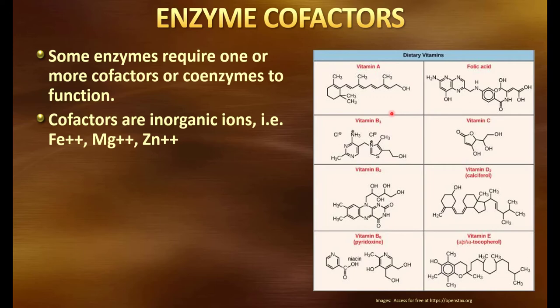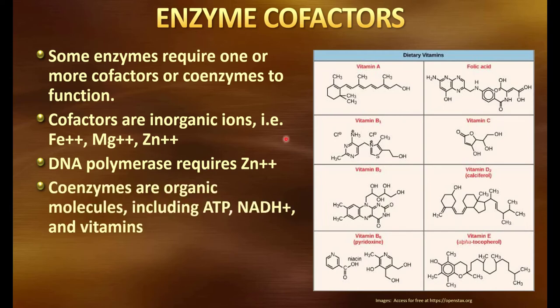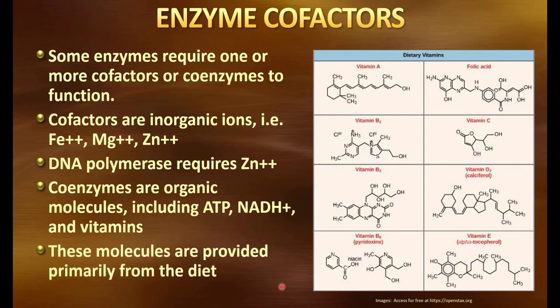Cofactors tend to be inorganic ions like iron, magnesium, zinc. They tend to also associate with some enzymes, making them function properly. For instance, DNA polymerase requires zinc ions in order to work correctly. And DNA polymerase is an enzyme that helps us build DNA molecules. Some other examples of coenzymes: ATP can serve as a coenzyme, NADH, and then of course the vitamins that we see here. These molecules are primarily brought in through the diet.